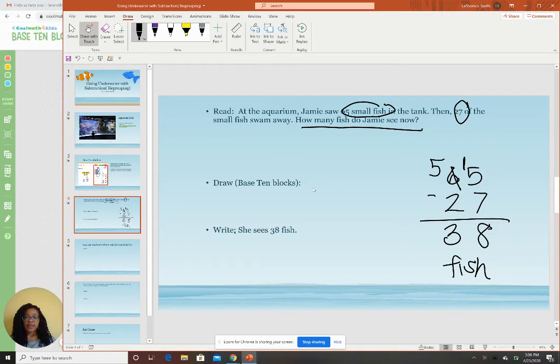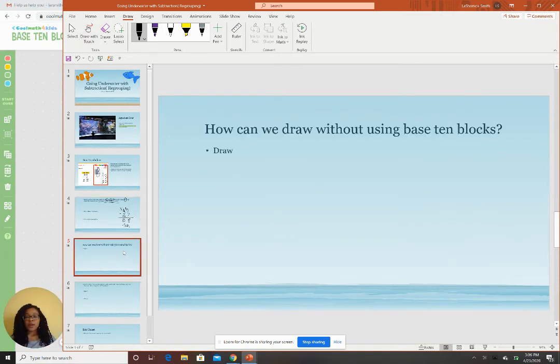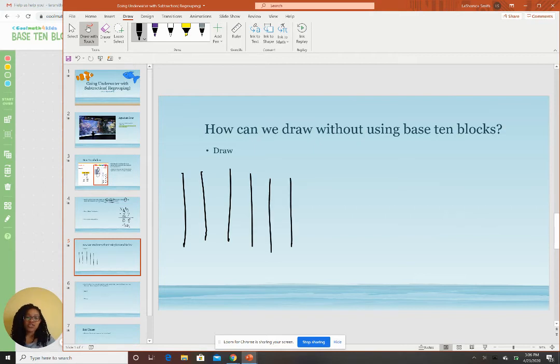All right. So now we're going to talk about how you can draw without using base 10 blocks. So say you don't have the manipulatives or you can't figure out how to go online, you can also draw using base 10 blocks, okay? So we're going to basically just draw the base 10 blocks instead of physically using them. So for example, if our number was 65, we can draw these as our 10s, and those are called longs. So we have 1, 2, 3, 4, 5, 6, and you can draw squares for your 1. So 1, 2, 3, 4, 5.